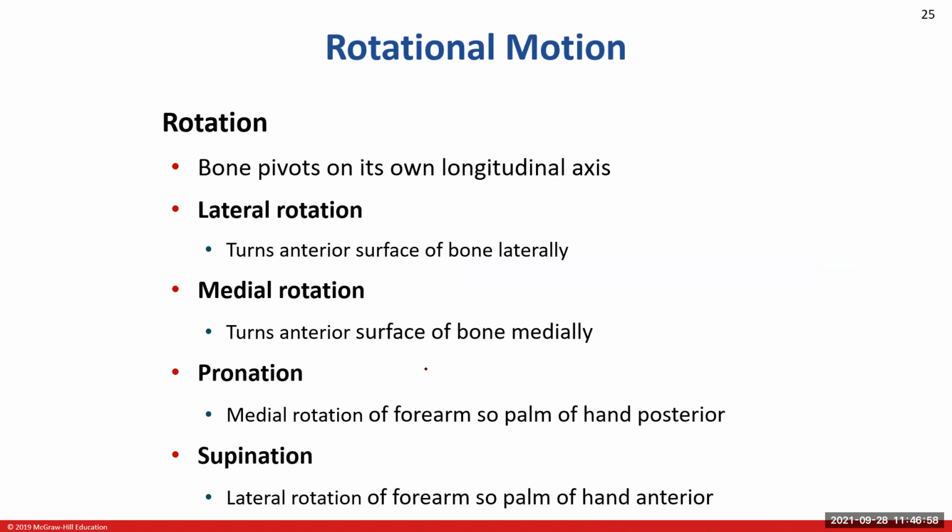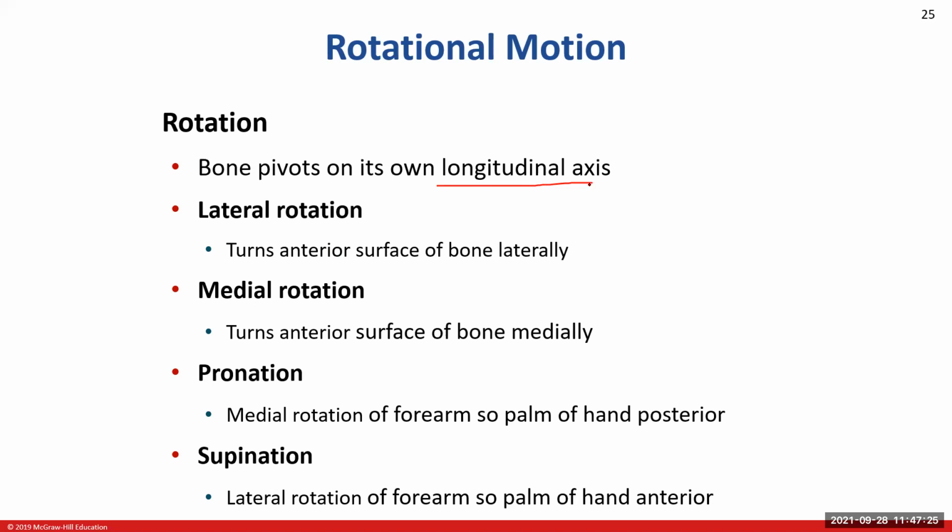What about rotational motion? So we have gliding motion, we have angular motion. Now we're going to talk about rotational motion. This is when, all right, the bones are going to pivot around a longitudinal axis. Okay, so if you look here, there's a couple different terms: lateral rotation, medial rotation, pronation, and supination. So I'm going to go through and explain those motions with you.